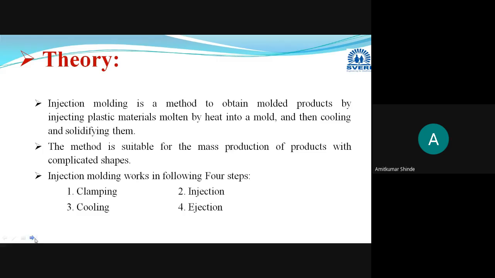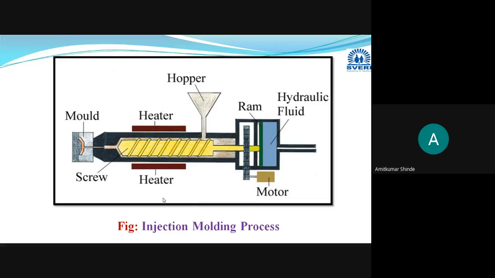And you can manufacture products having complicated shapes also. Okay, generally the injection molding process is performed in four stages. First is the clamping, then injection and cooling, and after cooling, the final product that is manufactured is ejected. That is the ejection, ejection of the final manufactured product from the mold. These four steps will be there, and you can refer to this diagram here.